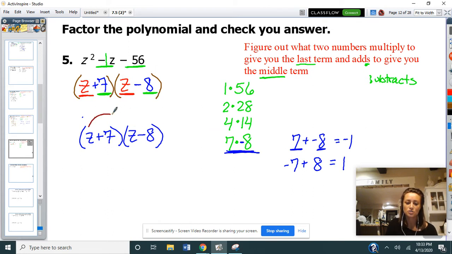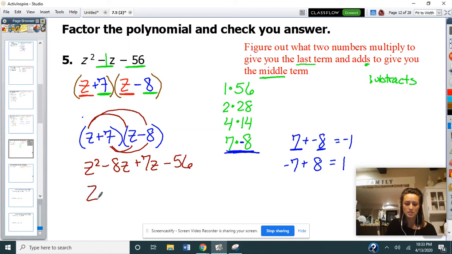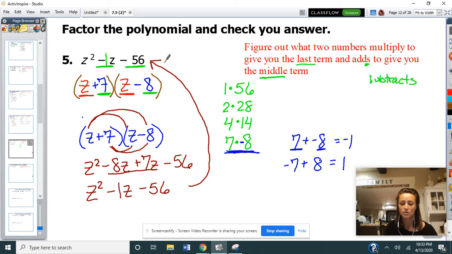And to check it, you distribute. Z times z is z squared. Z times -8 is -8z. 7 times z is 7z. And 7 times -8 is -56. You combine like terms. Z squared can't be combined with anything, so we bring it down. -8z plus 7z is -1z, and you bring down the -56. And this does match the original problem, so we know we did it right.